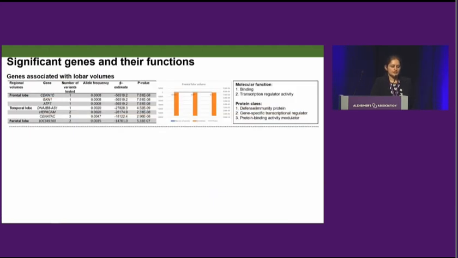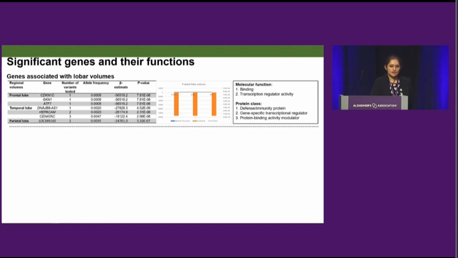Here I show the genetic hits for the frontal, temporal, and parietal lobes. Collectively, the molecular function of these genes is binding and transcription activity, and they belong to the protein classes of defense protein, transcriptional regulation, and again, binding.